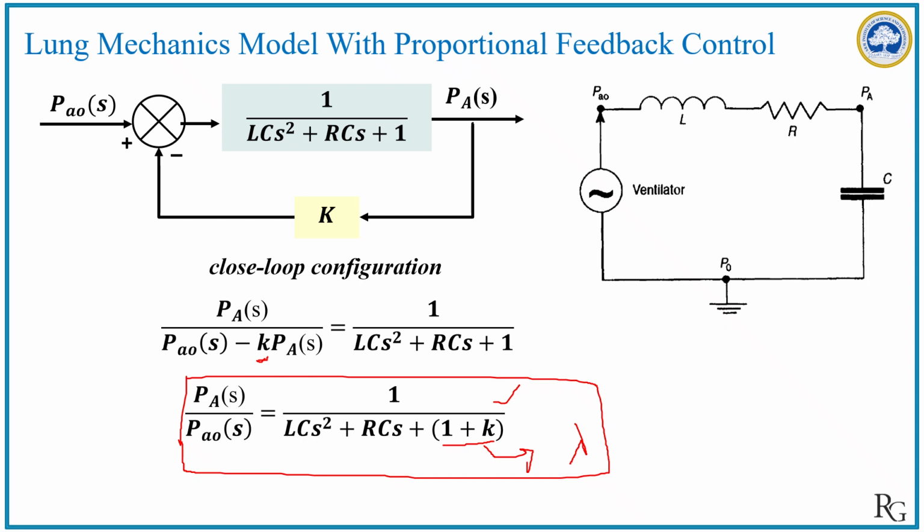Whatever transient response, steady state response, or analysis we have done for any second order system can be applied to this particular model also. We can estimate the dynamics of the system for any given standard input, that is the impulse input, the step input, the ramp input, or the parabolic input. So this is the model for lung mechanics with a proportional feedback controller.